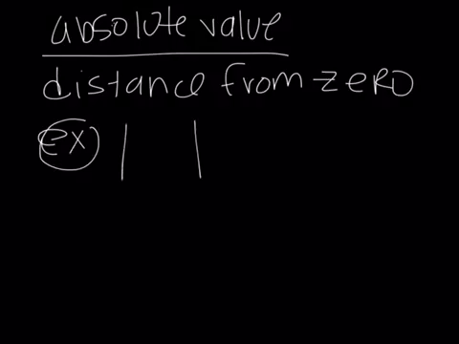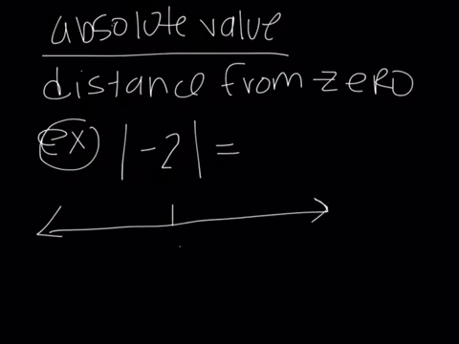So here's an example. Absolute value, that's what these signs represent, of -2 equals, so let's find out. Let's use a number line. I have 0 here, to -2, so -1, -2. In order to go from 0 to -2, you have to go to the left twice. So that means my answer is going to be a 2.